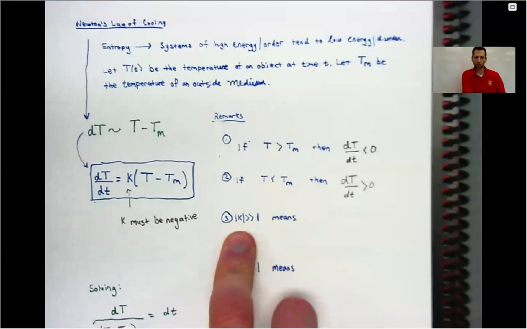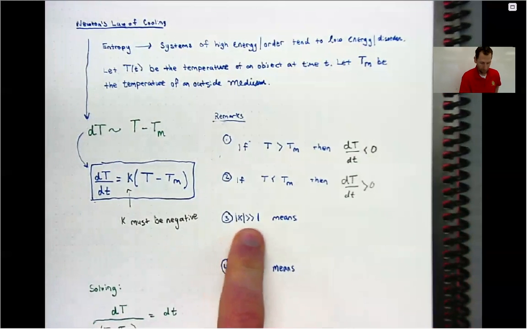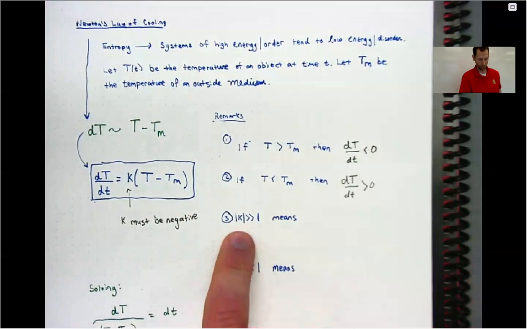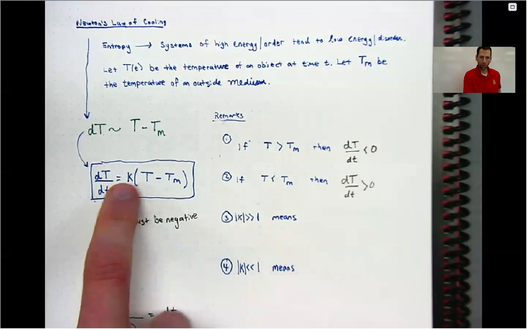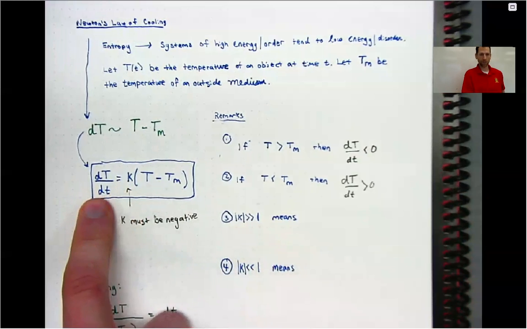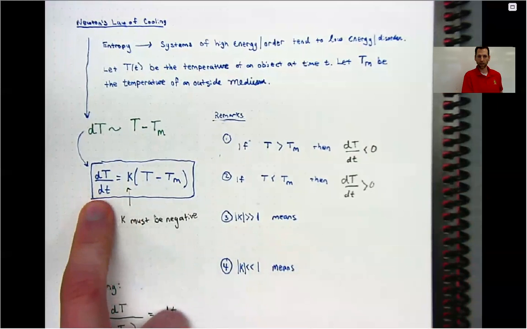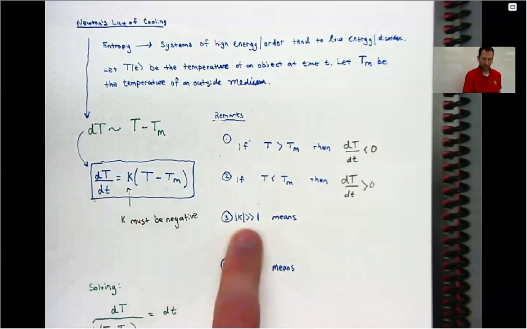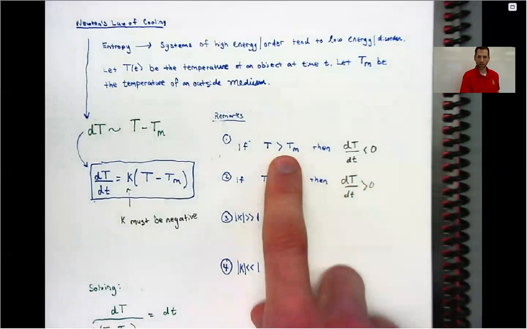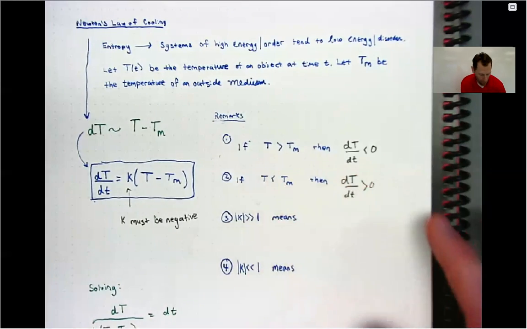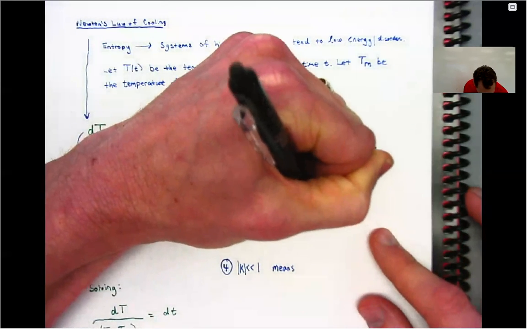Now, if K was really big, much greater than 1 in absolute value, what does that mean? Let's think about this. That would change how fast dT/dt is, either how fast it's increasing or how fast it's decreasing. So if K was really big, the derivative would be very large for small deviations. This is a case where I have poor insulation.